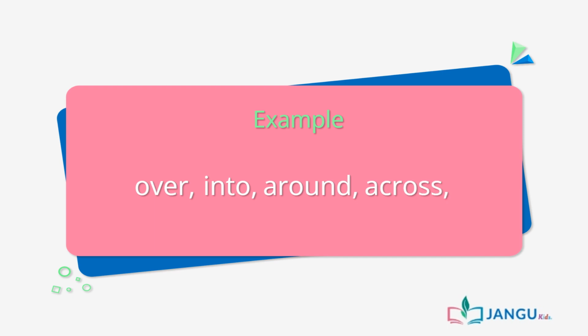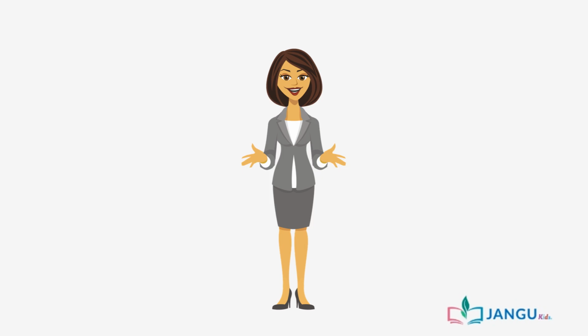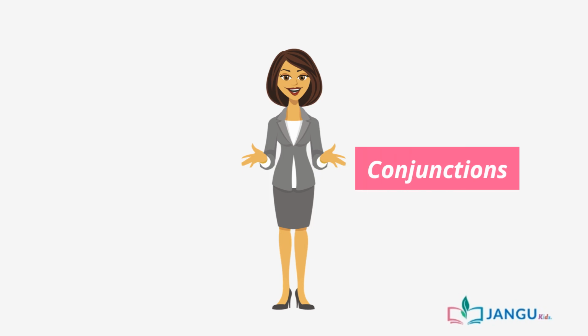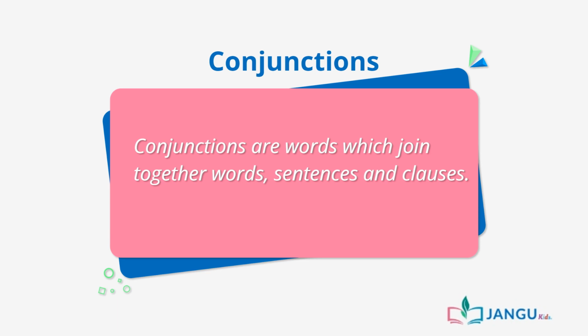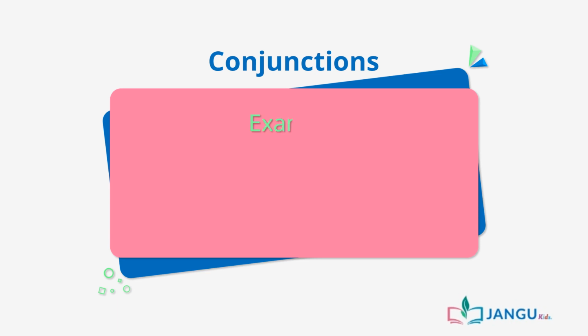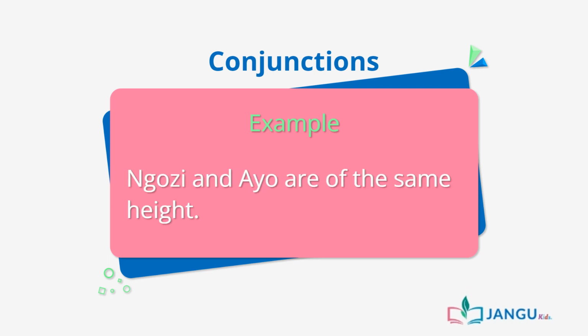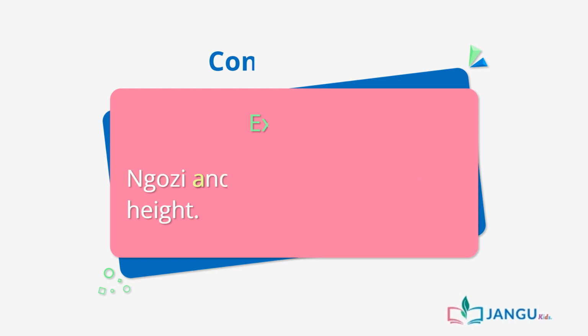Easy, isn't it? Next, let's learn about conjunctions. Conjunctions are words which join together words, sentences, and clauses. For example, in the sentence, "Ngozi and Ayo are of the same height," the word "and" is a conjunction because it joins the nouns Ayo and Ngozi together.